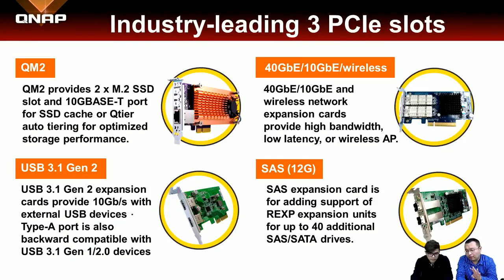After you install this with a mini SAS cable, you can connect up to 4 additional REXP expansion units. Right now we have a 10-bay unit, and then you can connect up to 4, so it instantly gives you up to 40 hard drives capacity. With these 5 devices together, you can get up to 400 or 500 terabytes of support.